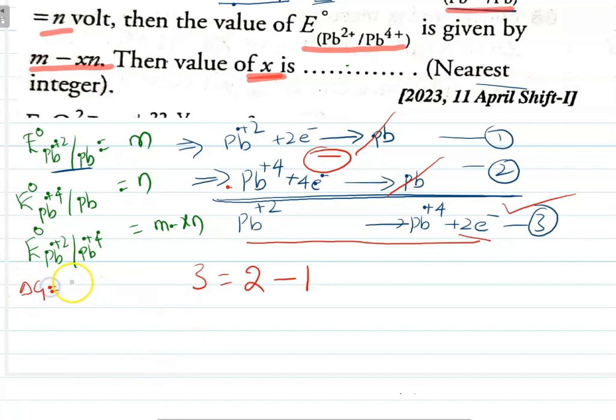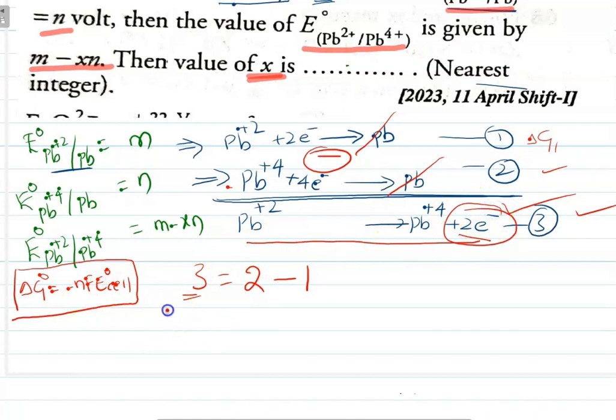Again we need to apply delta G naught is equal to minus nF of the E naught cell. This is the equation we need to apply here, because every reaction that is going to occur will have some Gibbs free energy change. So delta G1, delta G2, delta G3. So the third one, delta G3 is nothing but minus nF of the E naught cell of the third equation. n is what? Number of electrons. Number of electrons is 2. So minus 2 into F into E naught cell. E naught is given as M minus X N is equal to 2.